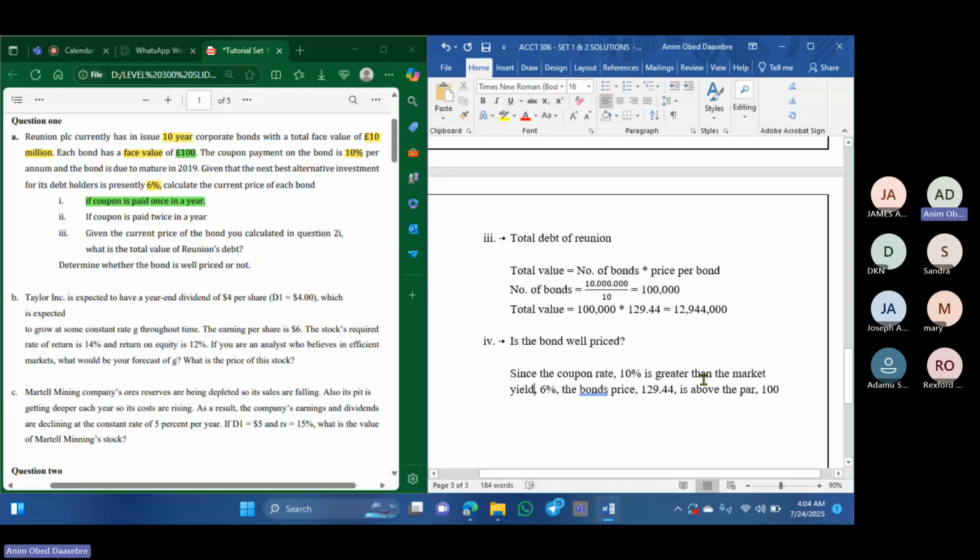So since the coupon rate of 10% is greater than the market yield of 6%, the bond price of 129.44 is above the par of 100. So this is a premium, which means the bond is traded at a premium, not at a discount or at the normal rate.